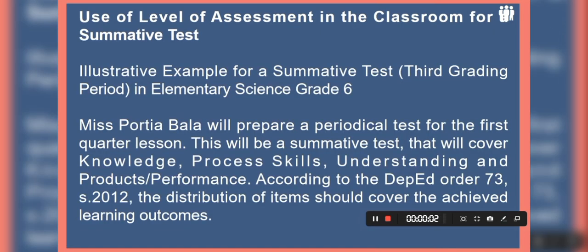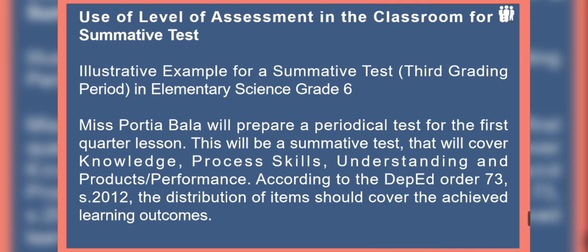And now we're gonna delve into the use of levels of assessment in the classroom for a summative test. An illustrative example is a summative test in the third grading period in elementary science, grade 6. Ms. Portia Bala will prepare a periodical test for the first quarter lesson. This will be a summative test that will cover knowledge, process, skills, understanding, and products or performance.